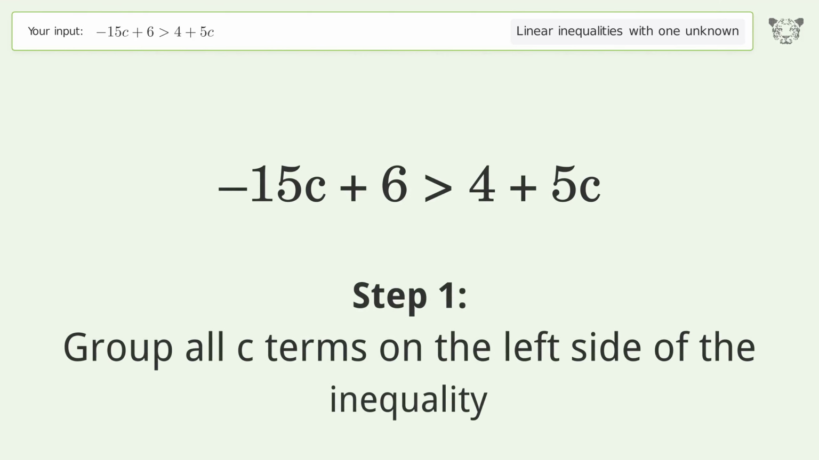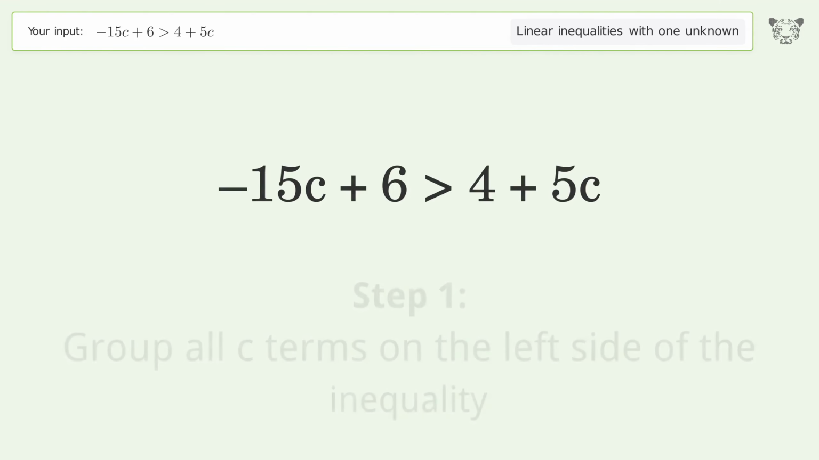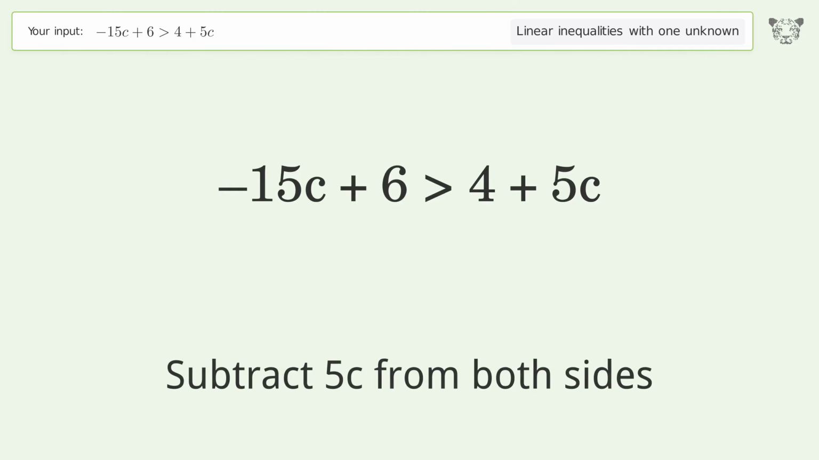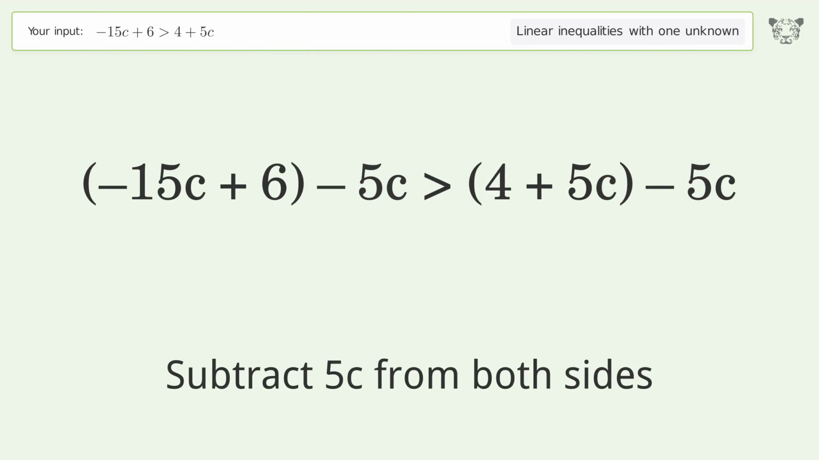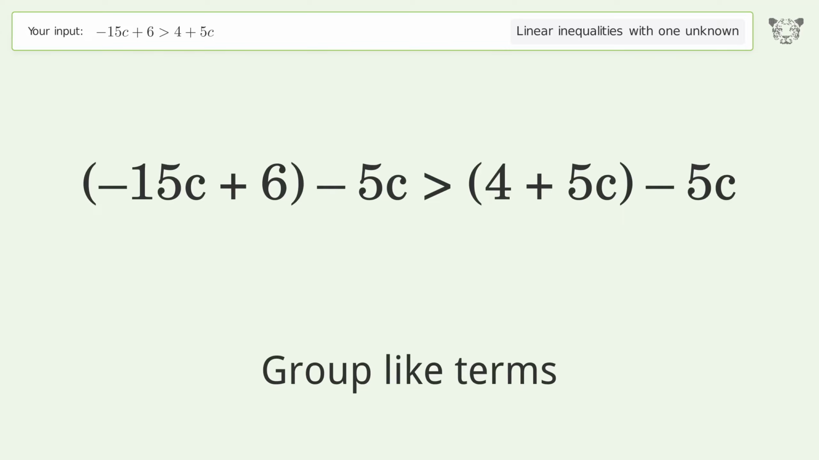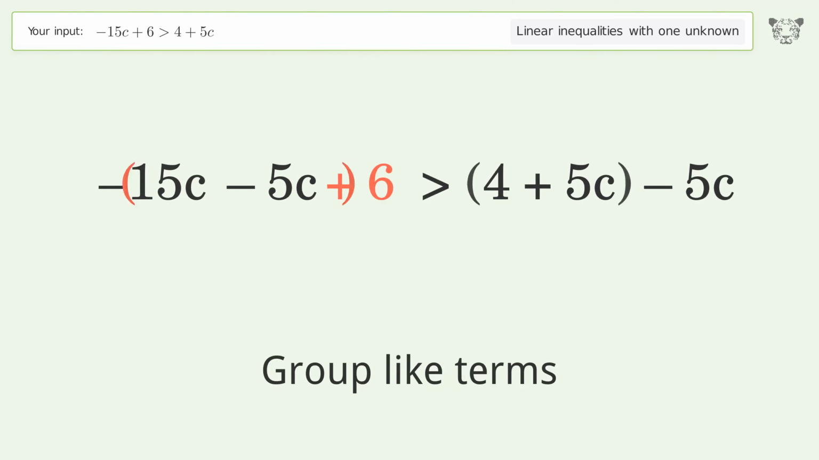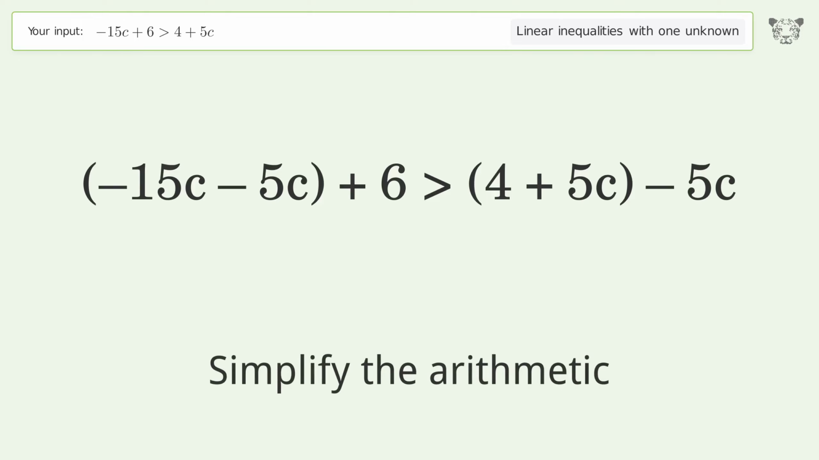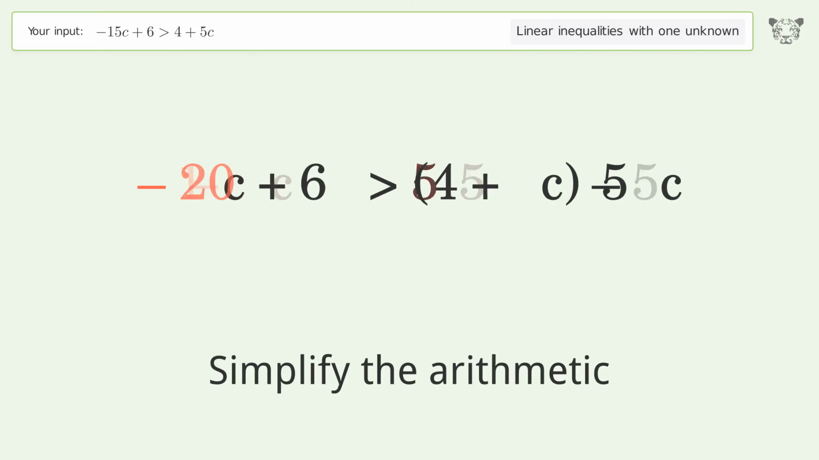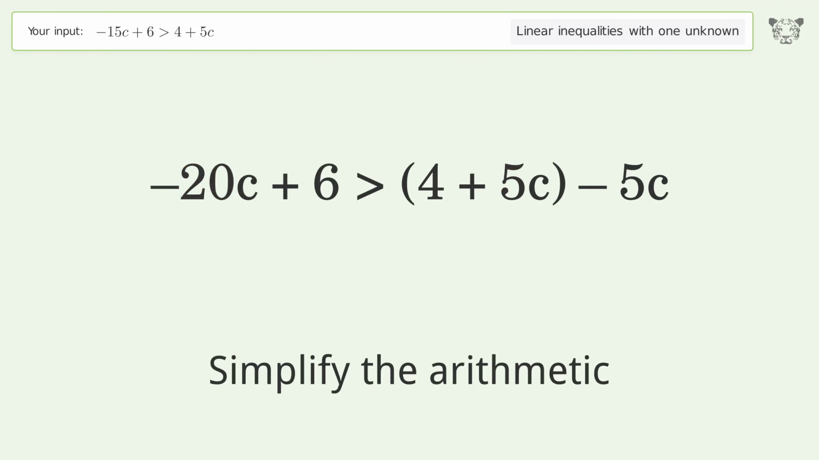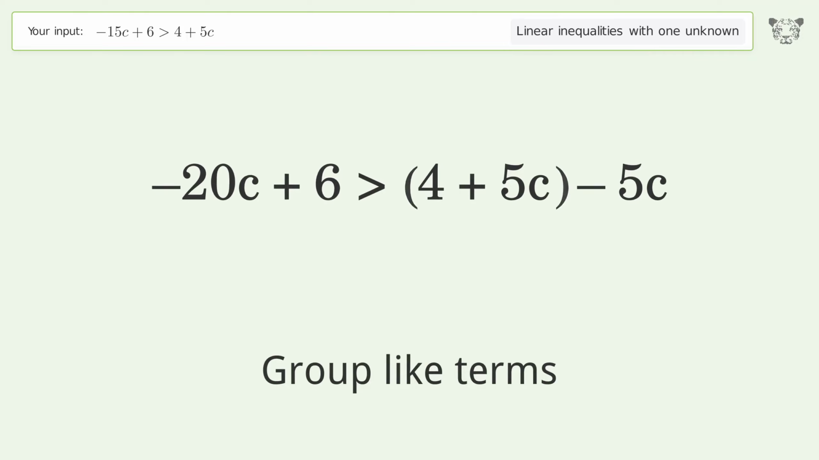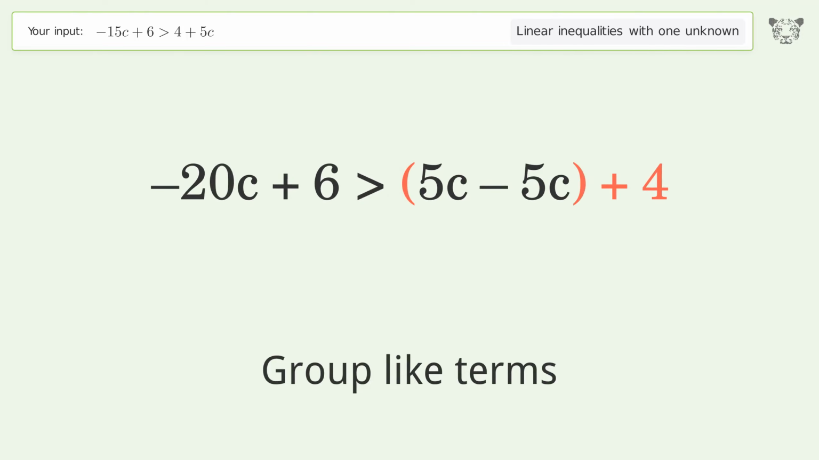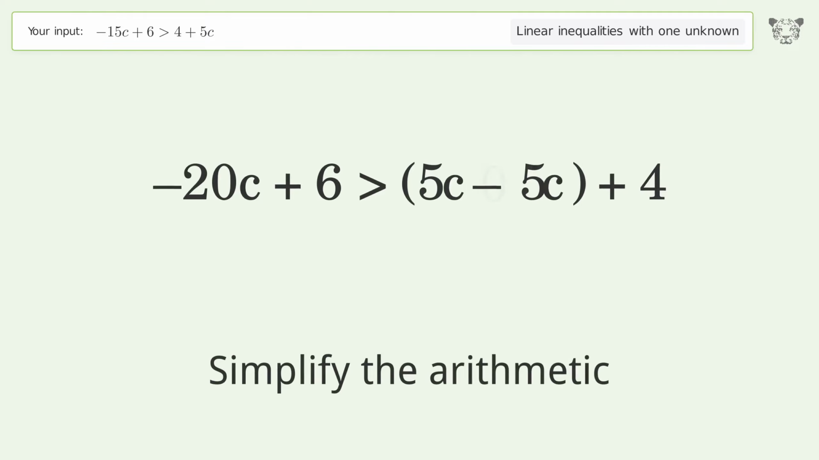Group all c terms on the left side of the inequality. Subtract 5c from both sides. Group like terms. Simplify the arithmetic. Group like terms. Simplify the arithmetic.